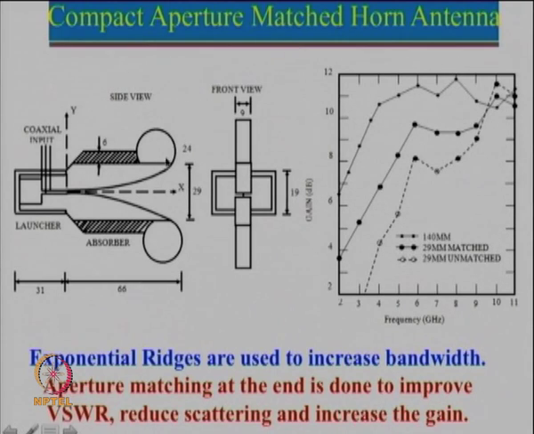What is this aperture match concept? See, when the wave is launched here, if this is terminated right here, then there is a lot of diffraction taking place, and also it sees an open discontinuity, so part of the wave will get reflected back. However, instead of having a sudden open, this whole thing is given a curve shape.